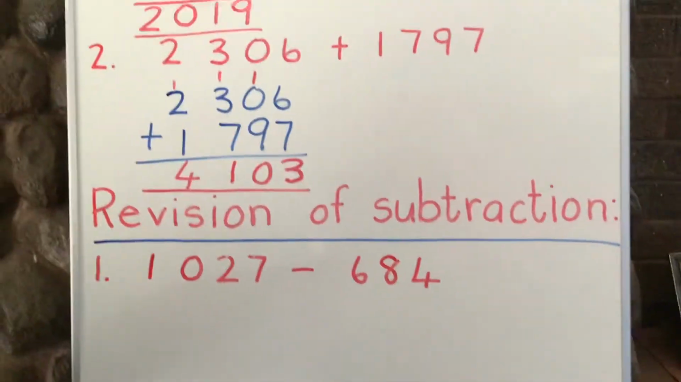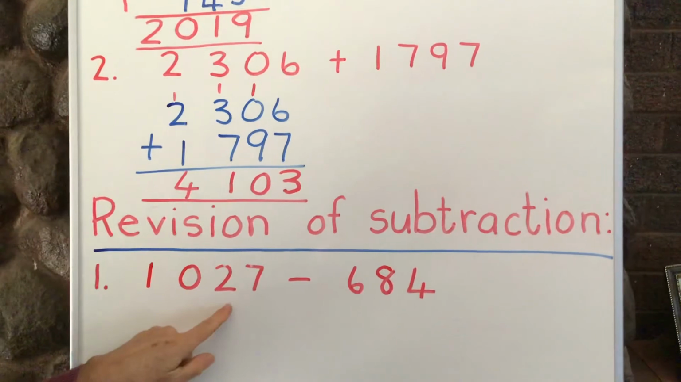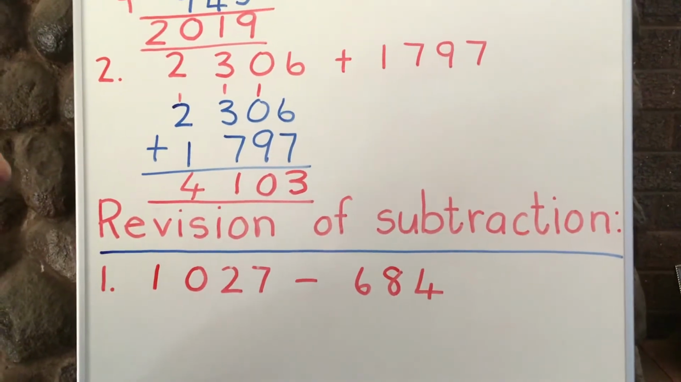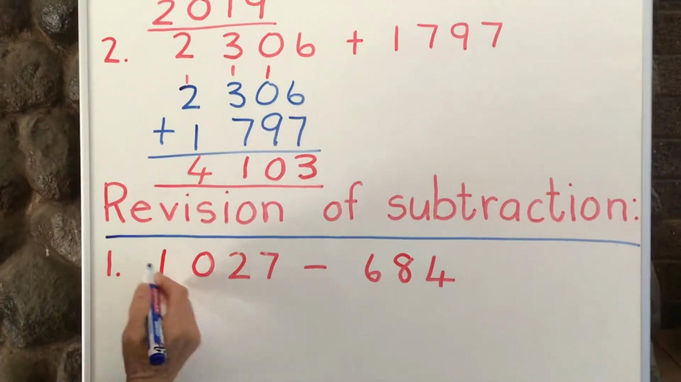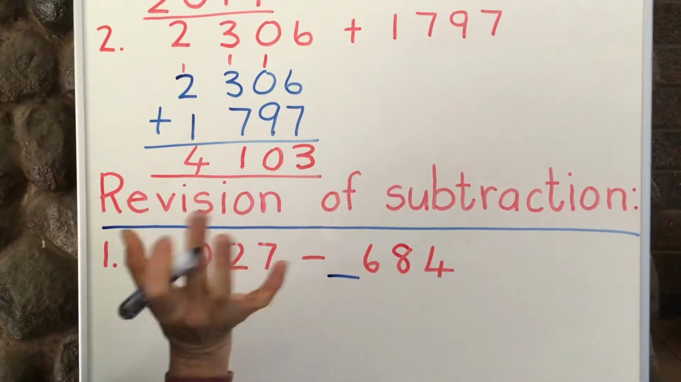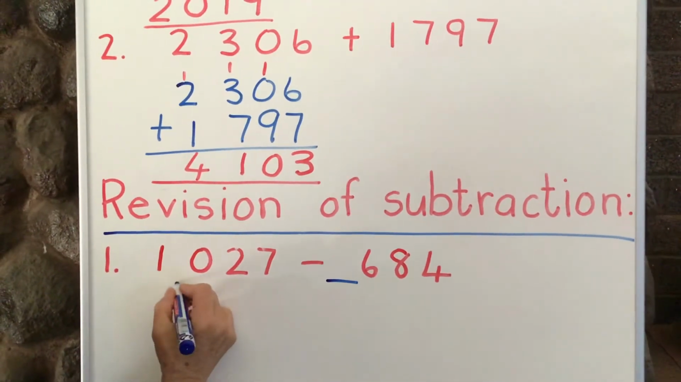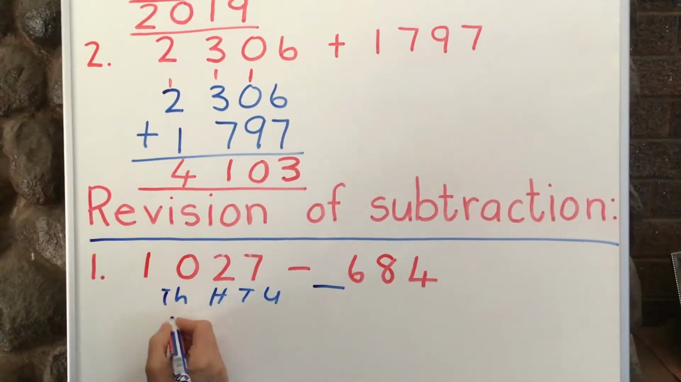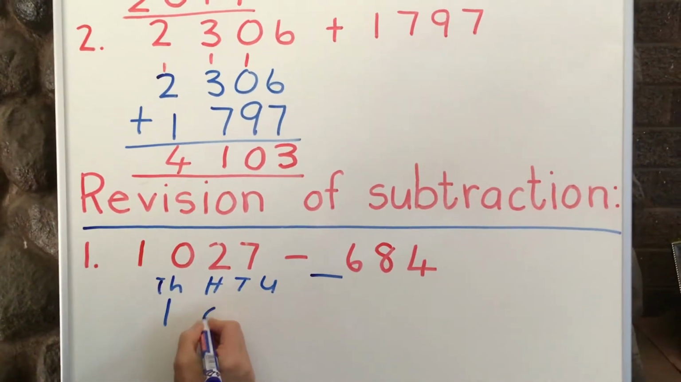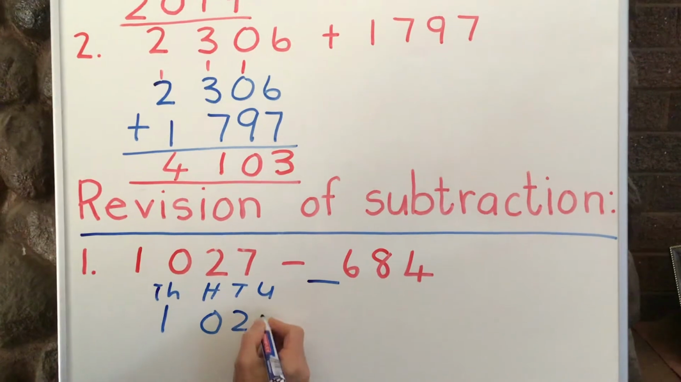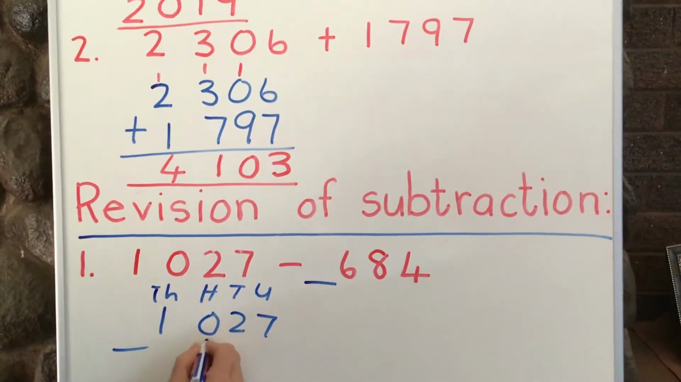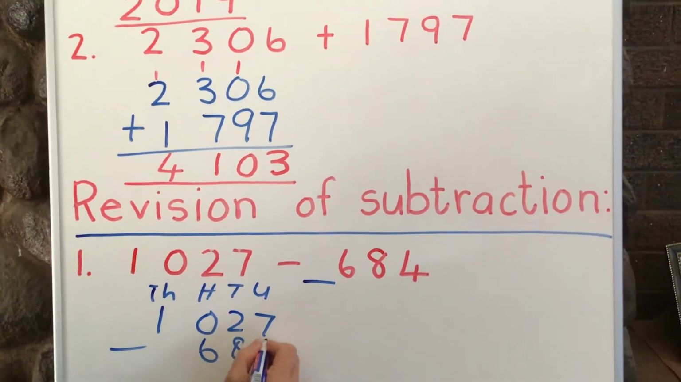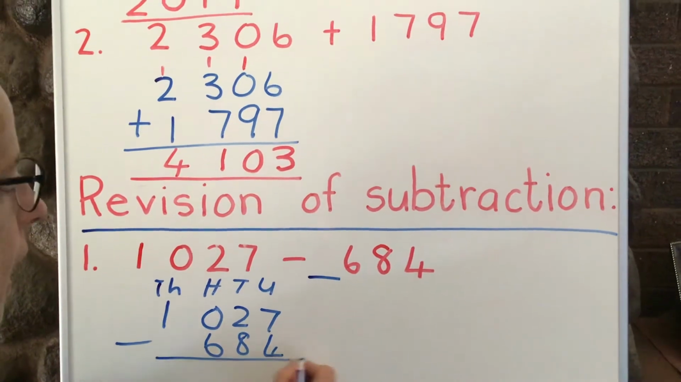Let's have a look at the first one. We've got 1,027 minus 684. Here we've got thousands. Here we don't have thousands, so be careful how you set it up. Remember to put your 1,000, 100, tens, and units to remind you. Right, 1,027 minus 684.